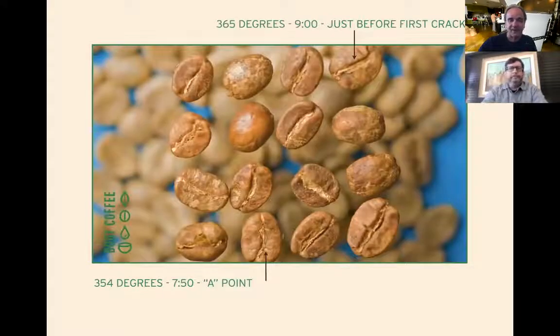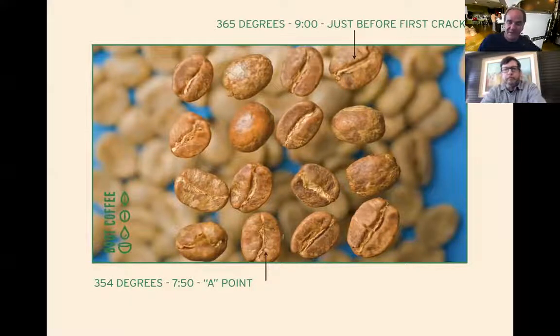Then we continue. We're now at 354 degrees Fahrenheit, 7 minutes, 50 seconds in this specific case study. We're getting to this A point, which is before the first crack. It's the precursor of the first crack. It's the point where internally in the beans, oils start becoming volatile, and for a brief phase, actual coffee aroma can be perceived, and that's the A for aroma, the aroma point. And that's a precursor for the first crack.